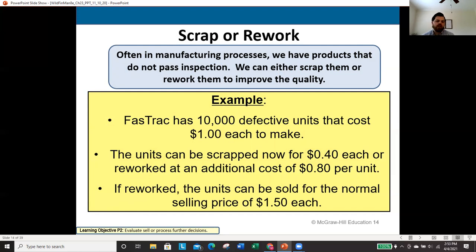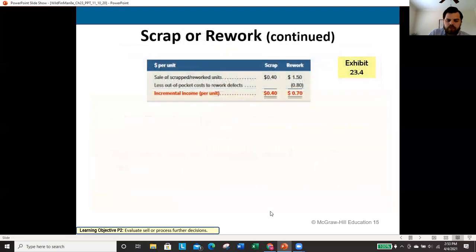So in this case, Fast Track has 10,000 defective units. They each cost $1 to produce. The units will be scrapped now for 40 cents each if we get rid of them at this point, or we can rework them at an additional cost of 80 cents per unit. If reworked, the units will be sold for the normal sales price of $1.50 each.